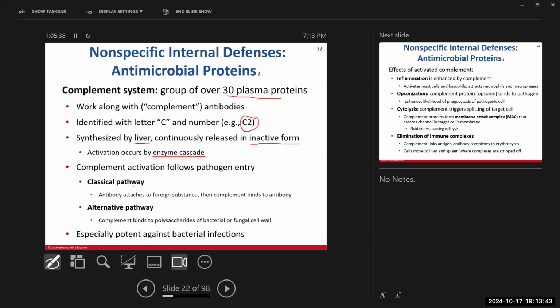When we're talking about the classical pathway, we're going to be dealing with our antibodies, right? When we're talking about the alternative pathway, we're going to see how the complement is going to bind onto a large sugar, our polysaccharides, which are usually going to be found within the bacterial and fungus walls of our pathogens.